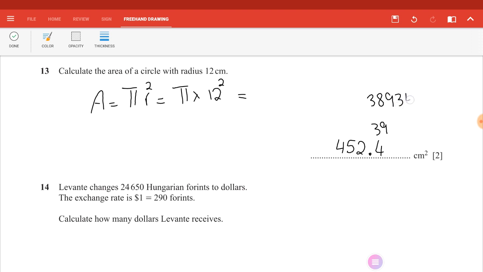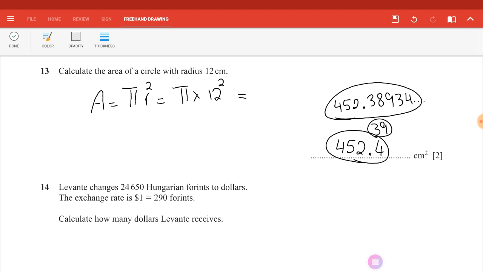or you can write 39, because it's 38.9, 3, 4, 2, 5, 4. This is the value in the calculator, or maybe more, but when you round, you can put this answer or write 39.